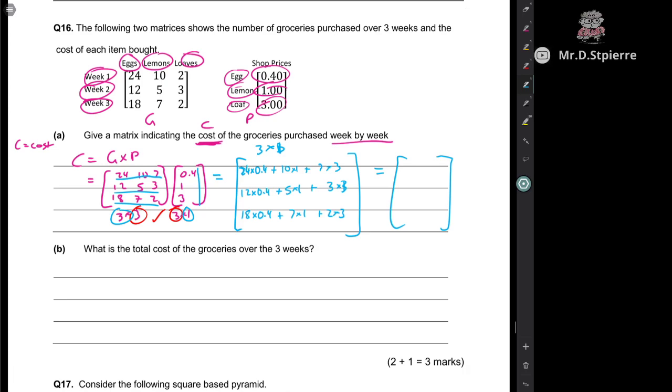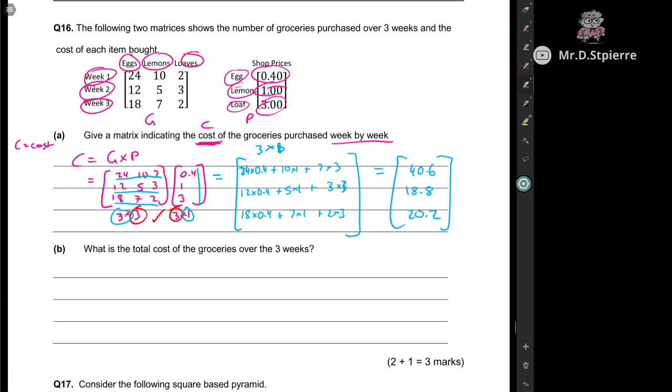So 24 by 0.4 is 9.6, plus 10, plus 7 by 3 is 21. That's 40.6. Second, 12 by 0.4 plus 5 plus 9 is 18.8. And then 18 by 0.4 plus the 7 by 1, which is 7, plus the 2 by 3, which is 6, we get 20.2.